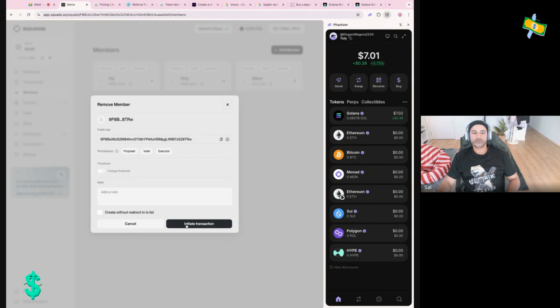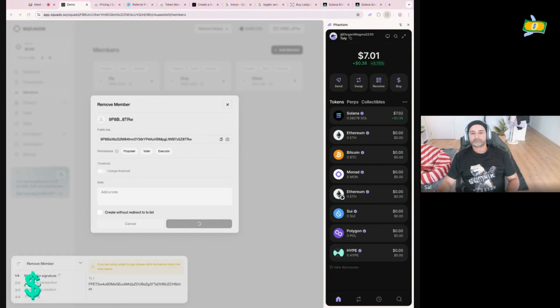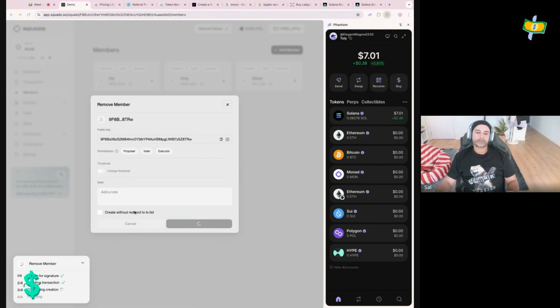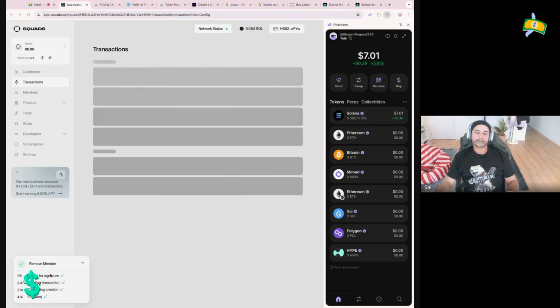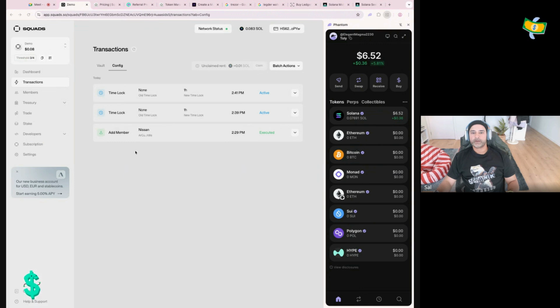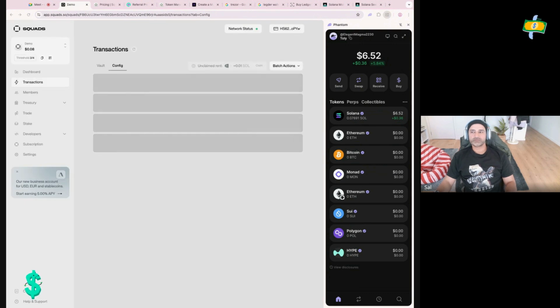I just reset. So yeah, there you go. That window probably popped up in the background. Cool. All right, so there's the time lock, and Nissan added, and then this transaction should come up in a second after it's confirmed. Good question. Yes, I think it was a phantom pop-up issue.